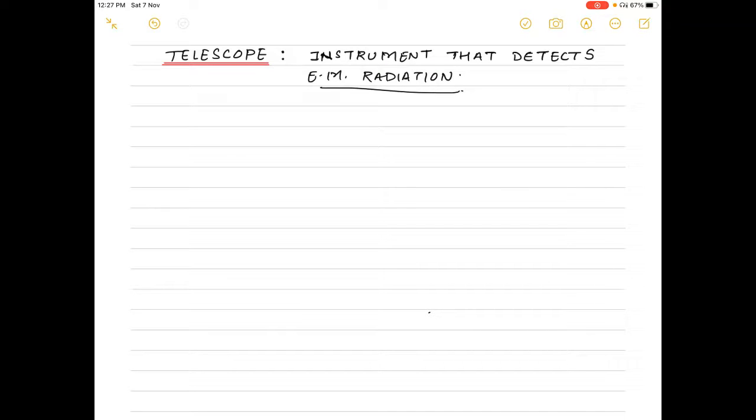We also saw that on the surface of Earth we have only two types of telescopes, that is optical telescope and radio telescope. The reason for that is that Earth's surface is transparent to only two types of frequencies or radiations, that is optical frequency and radio frequency. That is why on the surface of Earth there are only two types of telescope, optical telescope and radio telescope. Today we are going to learn about the optical telescopes and its different types.